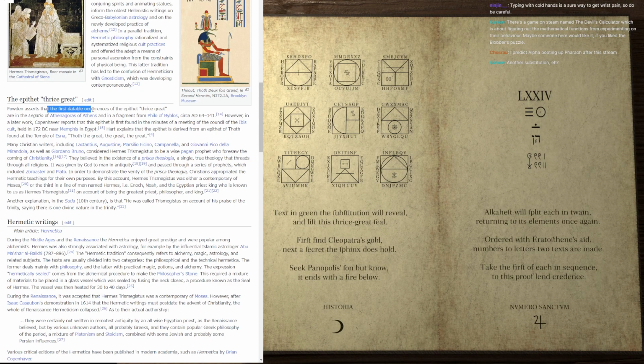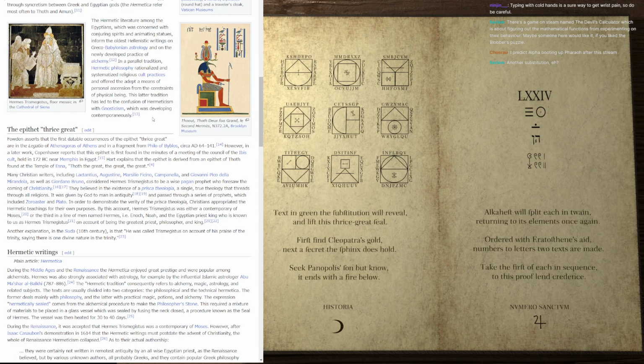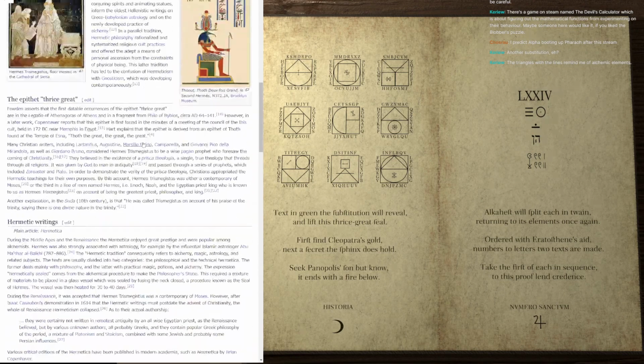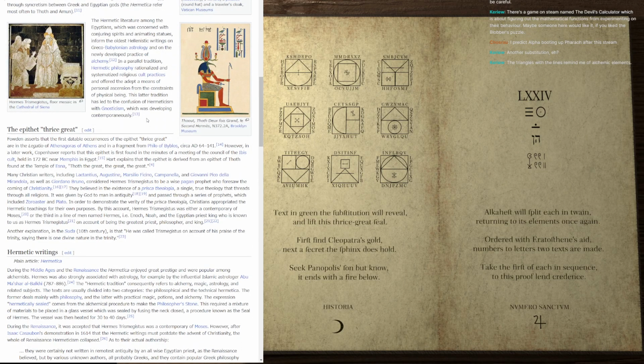The epithet the thrice great. Foden asserts that the datable occurrence. Many Christian writers saw him as a wise pagan. Hermes Trismegistus was either a contemporary of Moses or third in the line of a man named Hermes. Okay. This doesn't fully solve our problem here. The triangles with the lines remind me of alchemical elements.